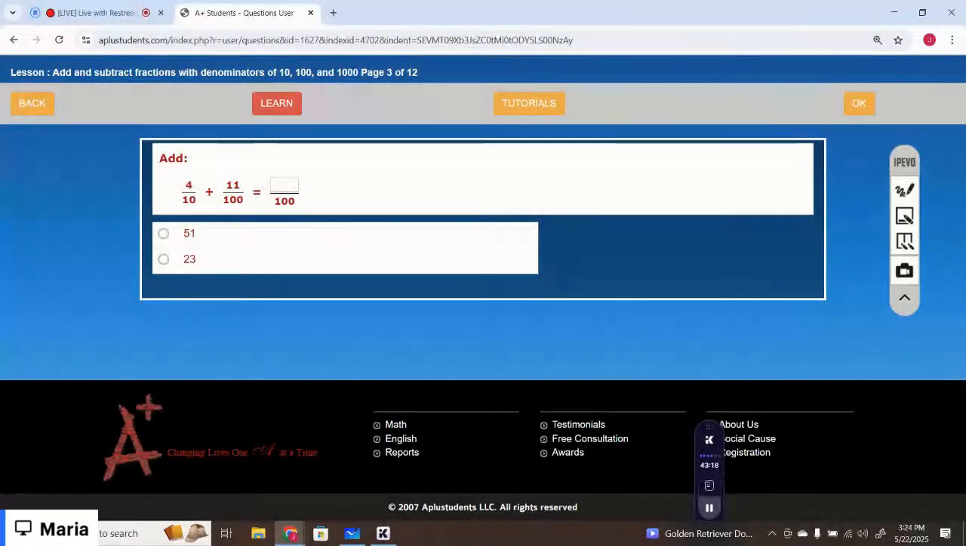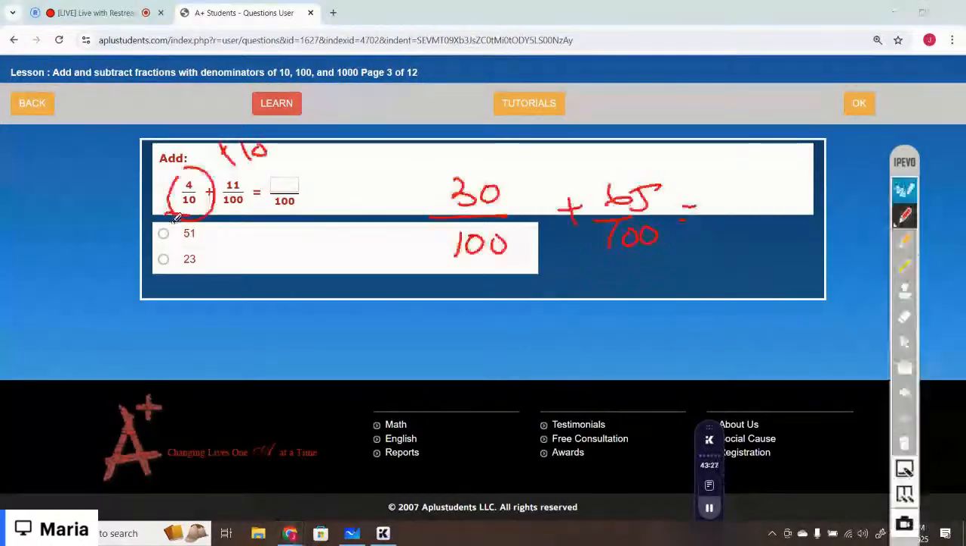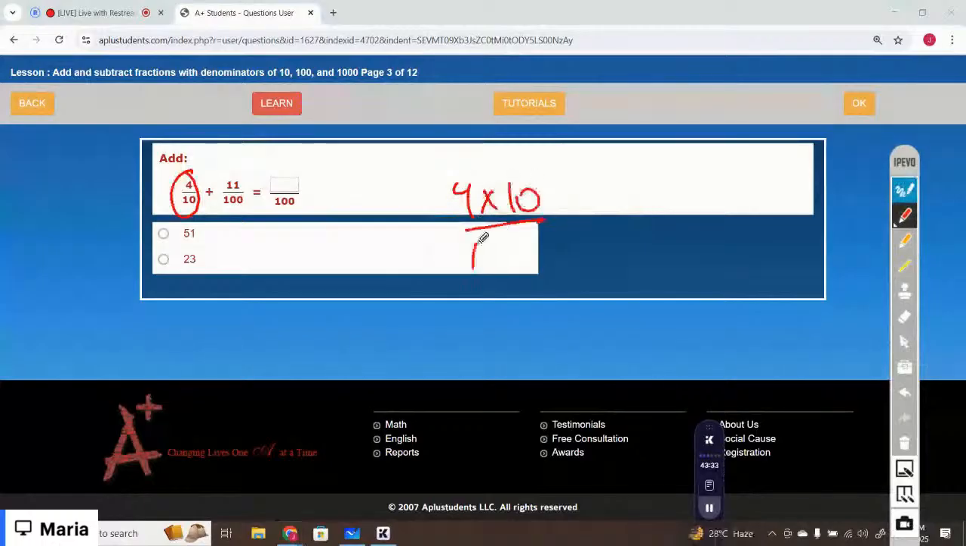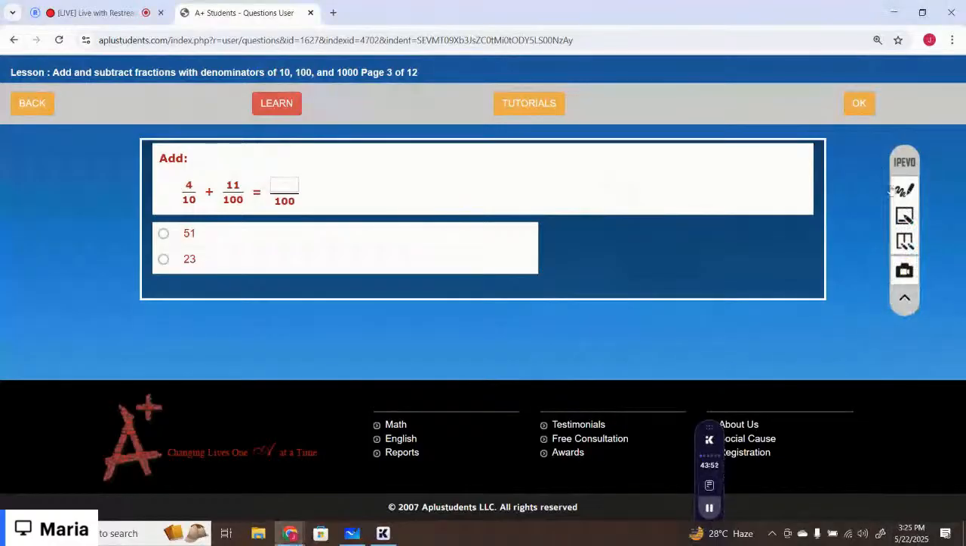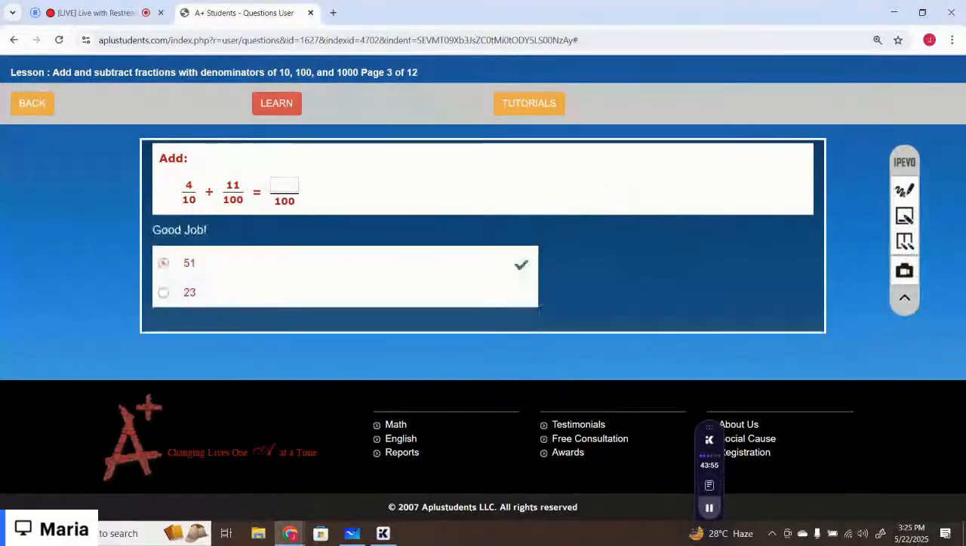Very good, that is 51 over 100. How? When you multiply this fraction by 10, that is 4 times 10 and 10 times 10, right? It is 40 over 100. That's 11 over 100. 40 plus 11 is 51 over 100. The correct option is option number 1. That is 51. Option number 1 is the correct option.